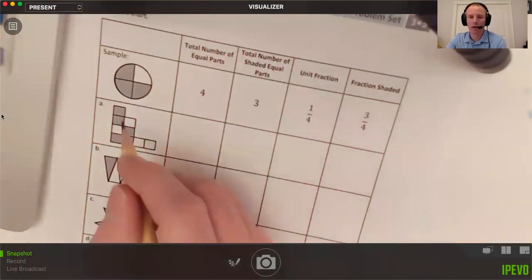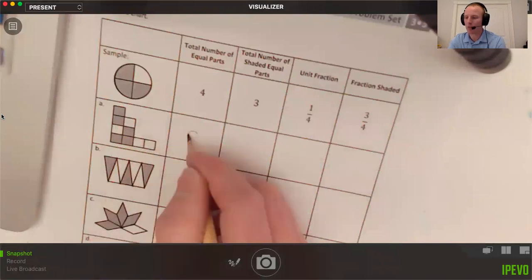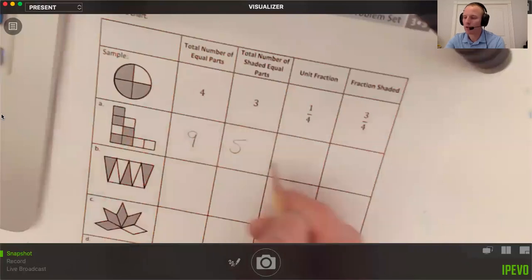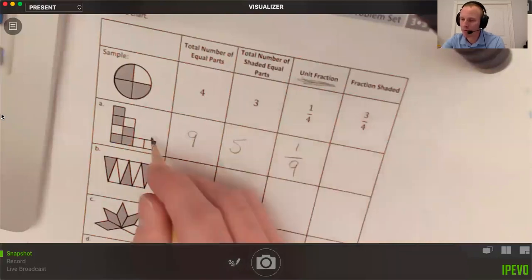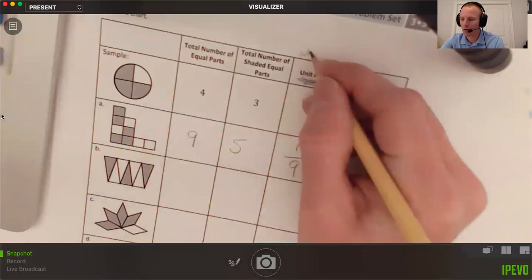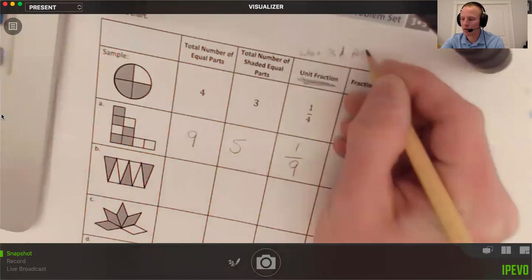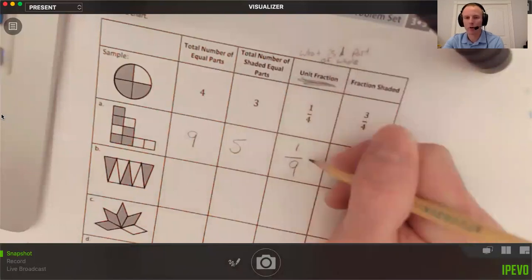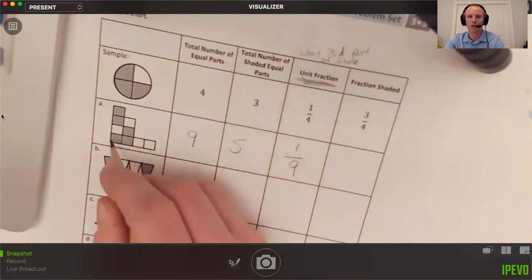So the first thing is to find out how many equal parts there are. Well, this has 1, 2, 3, 4, 5, 6, 7, 8, 9. So there's 9 equal parts. 1, 2, 3, 4, 5 of them are shaded. The unit fraction just wants us to show that we are working with ninths. So what's each box? What is 1 part of the whole? So 1 part of the whole is 1/9. Like this is 1/9, that's 1/9, that's 1/9, that's 1/9.